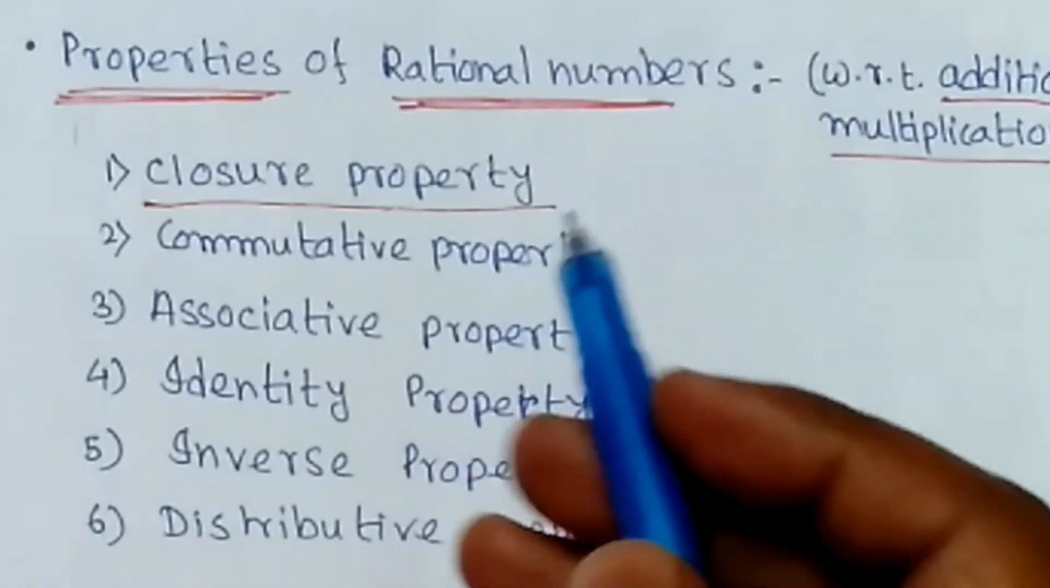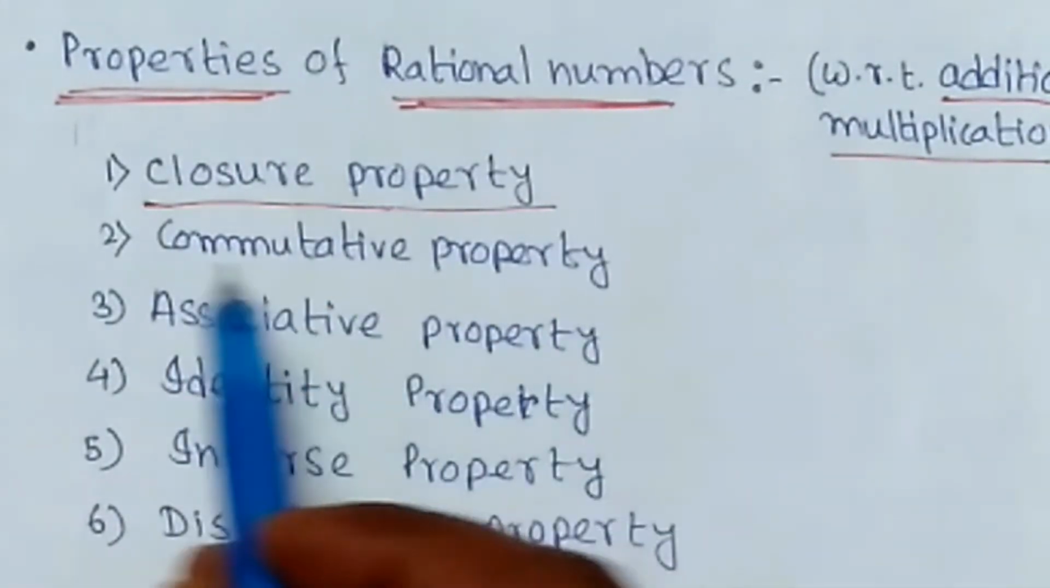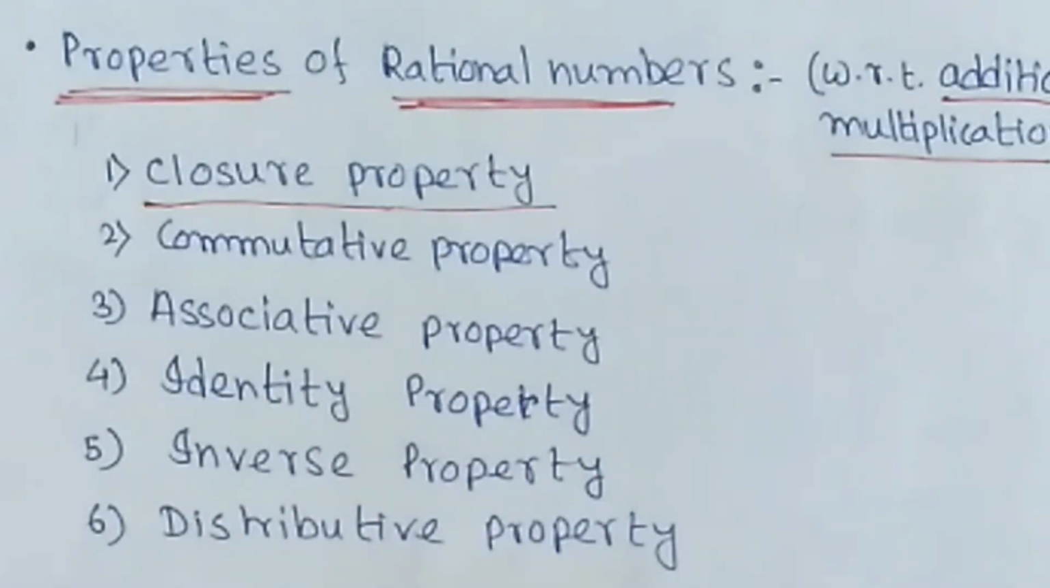In the next video, we will discuss the other properties like commutative property, associative, identity, inverse and distributive property.